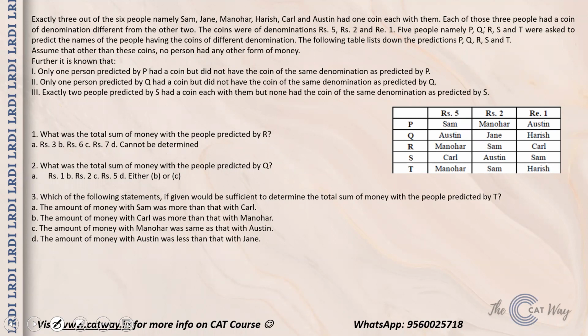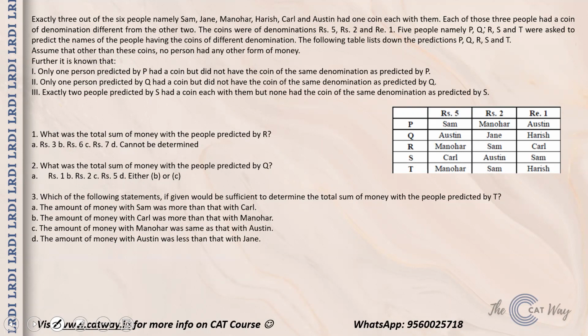Exactly three people out of the six, that is Sam, Jane, Manohar, Harish, Carl and Austin, had one coin each with them. Each of those three people had a coin of a denomination different from the other two. The coins of denominations 5, 2 and 1 rupee are present. Five people P, Q, R, S, T were asked to predict the names of the people having the coins of different denominations. The following table lists the predictions of P, Q, R, S, T. Assume that other than these coins, no person had any other form of money.